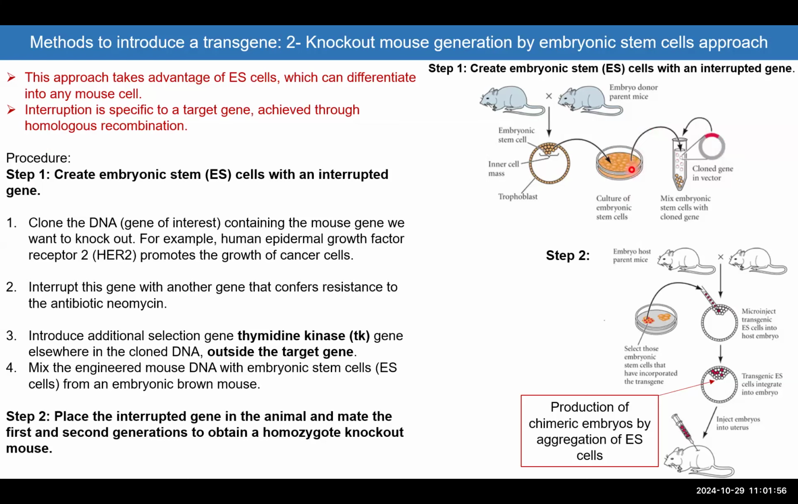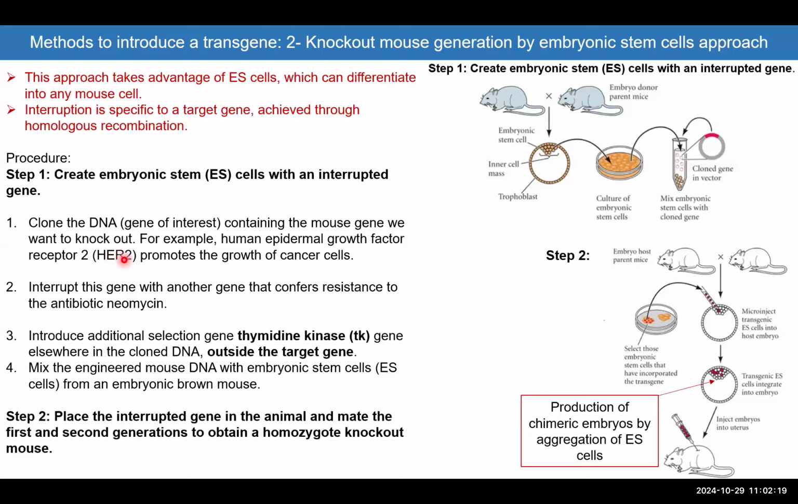After that, I'll come back to describe this step here, which is step number 2. Now, what are the selective markers that I will use to make sure that the homologous recombination worked? So first, as I said, you will clone the gene of interest into the vector. Or I give you an example here.